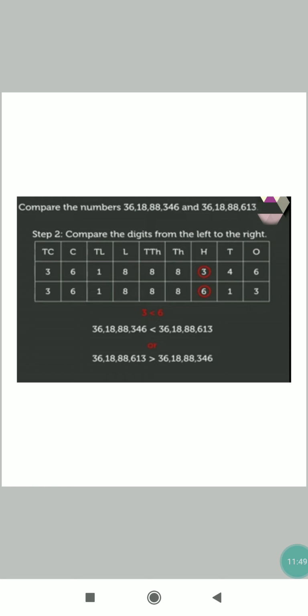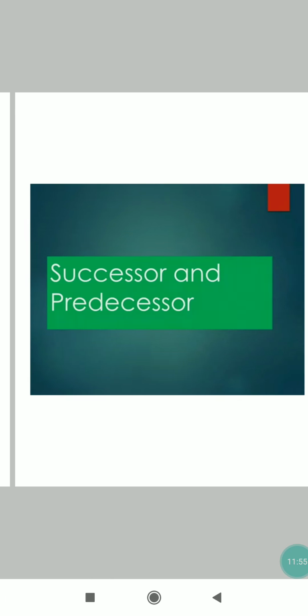So like this, student, we do our comparison. You can go through these examples and it will be easier for you now to do the comparison.